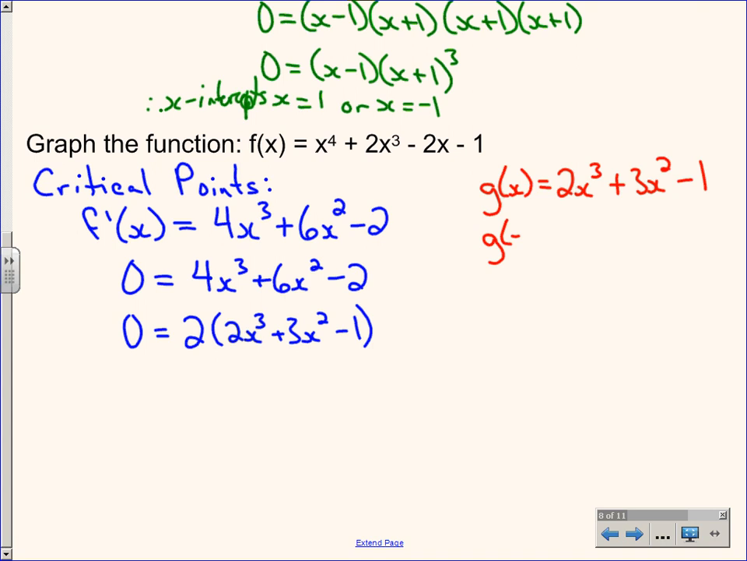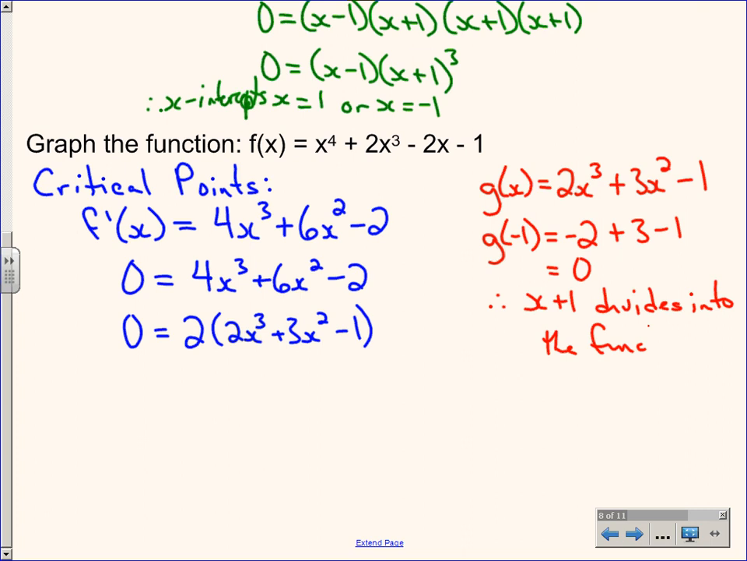It looks to me like if we sub in a minus 1, that would give us minus 2 there, plus 3. Yep. So this is our factor theorem. It says if g of minus 1 gives us an answer of 0, therefore x plus 1 divides into the function. So that's good. X plus 1 will divide into it.